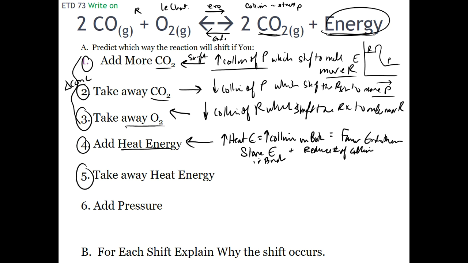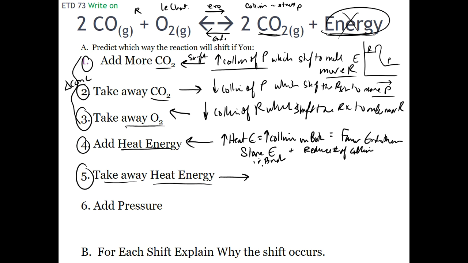Now, if we look at number 5, I'm going to take away heat. I'm going to chill it down, right? Well, that's easy. If I take away, it moves towards. I'm taking away the heat, which means it's going to shift towards it. Predicting where it'll go is pretty easy if you keep that simple rule in mind, right?